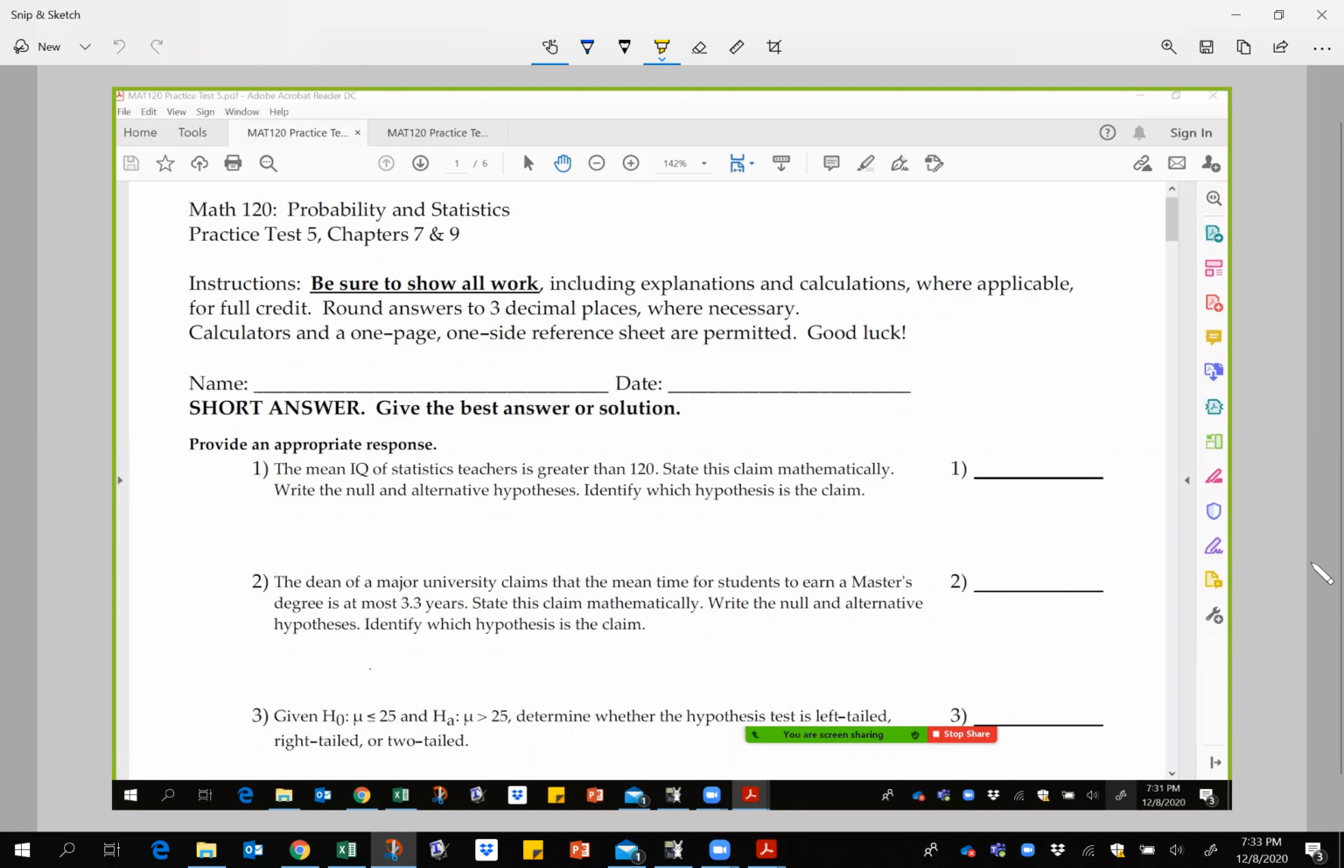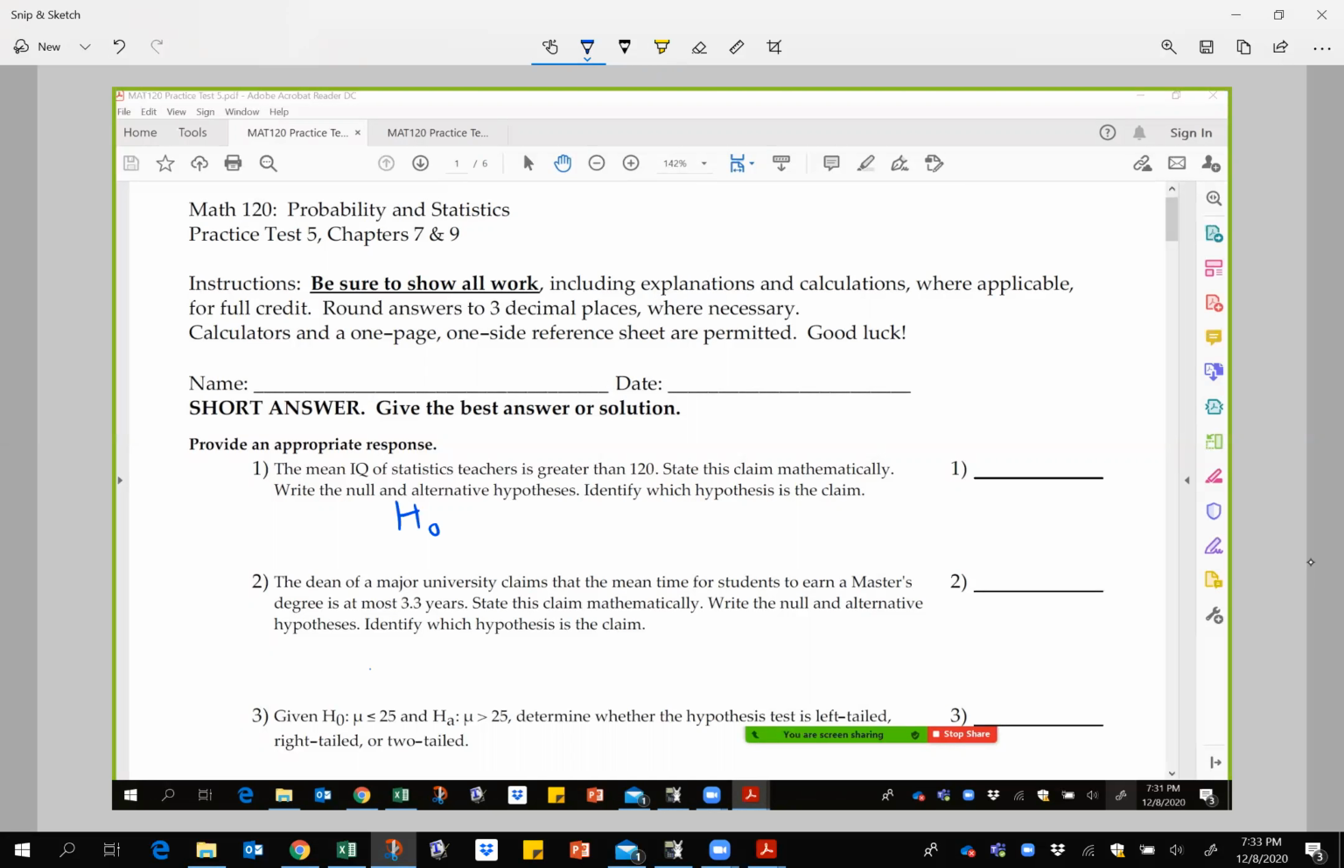This is the last test in the class, and this last test is broken up into two parts. It's chapter 7 and 9. The chapter 7 material was the hypothesis testing stuff, and then chapter 9 was the linear regression material. So we're going to go in order as the test will go. And the very first couple questions ask us to identify the null and alternative hypothesis, and also to identify which one is the claim.